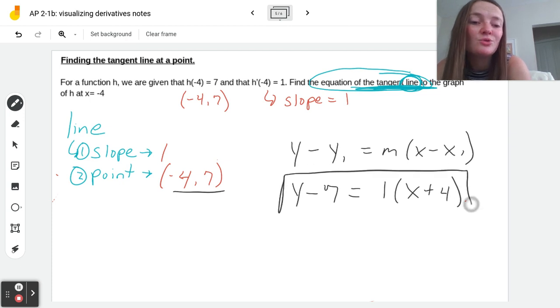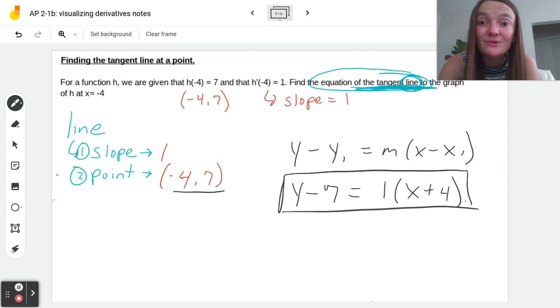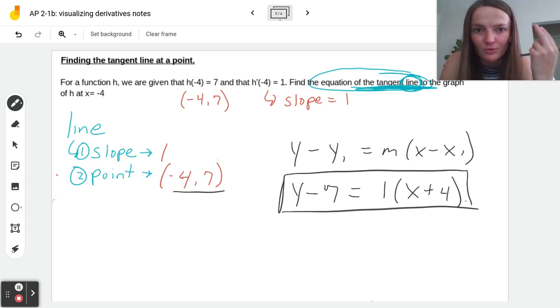In AP world, you can literally leave it like that, and that is good enough. How awesome is that? Easiest question ever, and I hope all of us do not miss it because it really is as easy as writing a slope and a point.